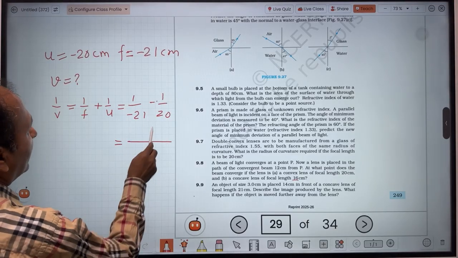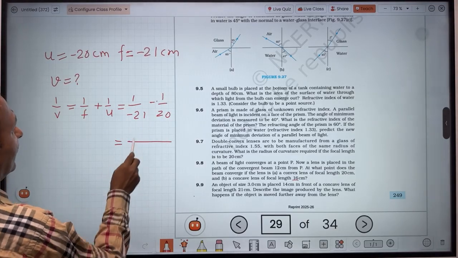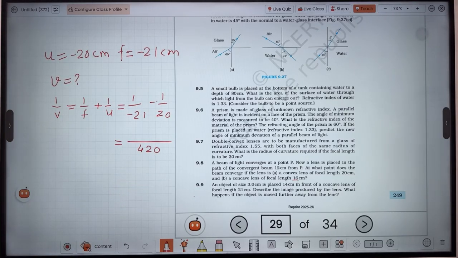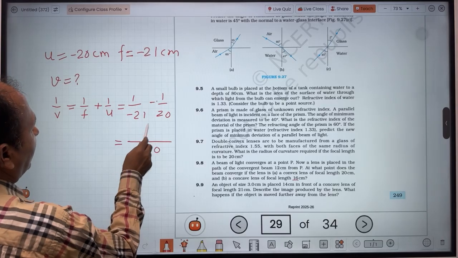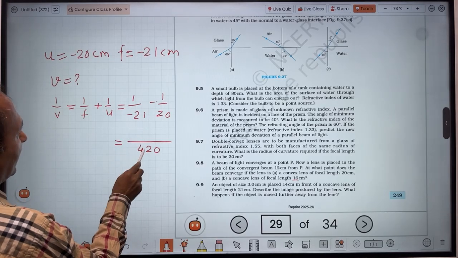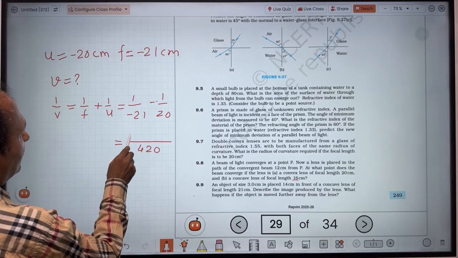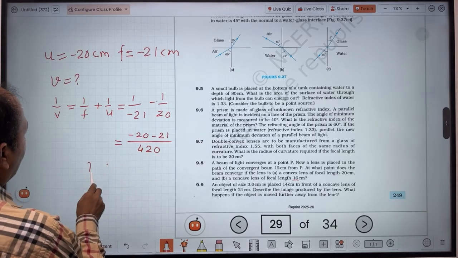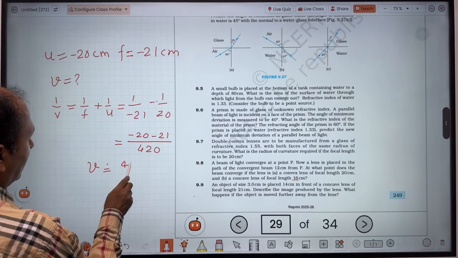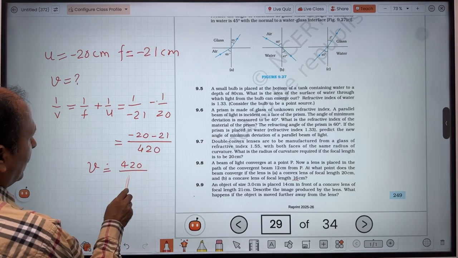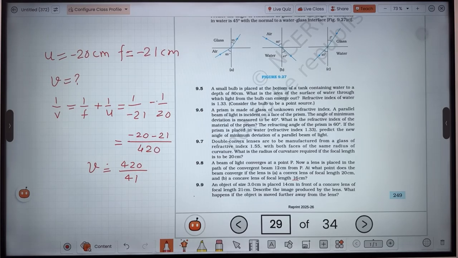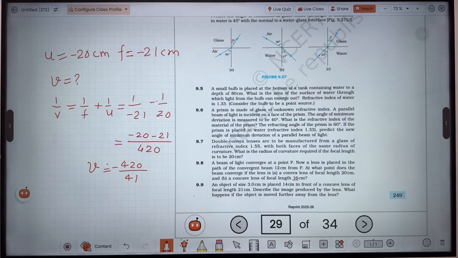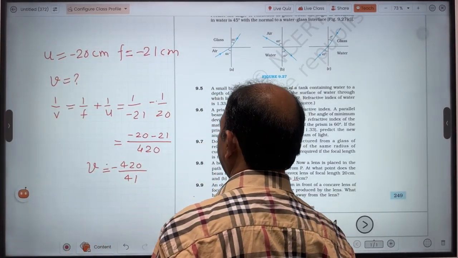So what is the LCM? Suppose we write it as 420. Now, if we write 420, then for 20, this will become 20 times, so minus 20, and this minus 21 times. So what about v? v is 420 divided by 41. So this time v is increasing. So v increases, right? So I think you have understood.